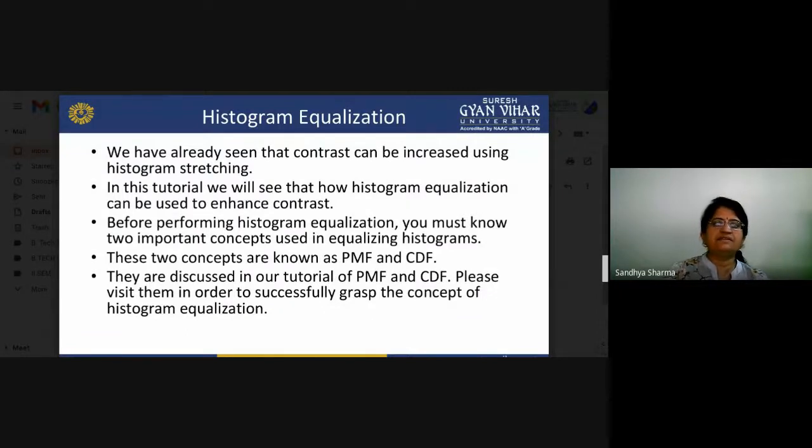Contrast can be increased using histogram stretching. Histogram equalization can be used to enhance the contrast. Before performing histogram equalization, we must know two important concepts used in equalization. These two concepts are PMF and CDF. They were discussed already in previous slides.